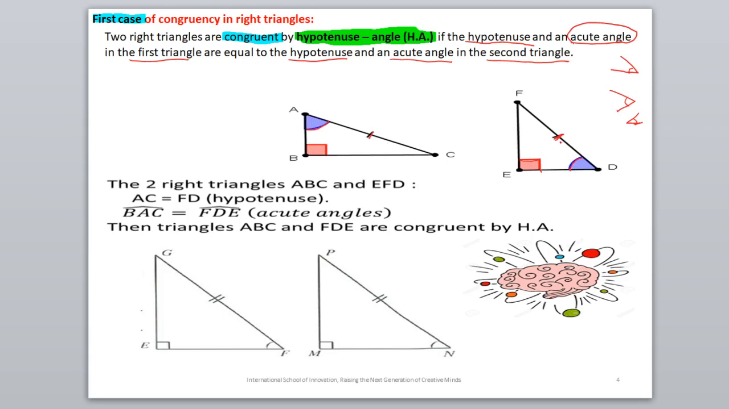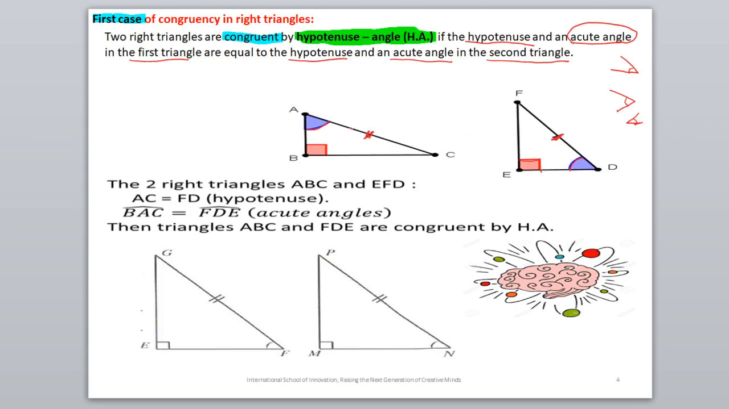In this case, we say that it is hypotenuse angle. Instead of saying side, side, side, or angle, side, we will say they are congruent by hypotenuse angle, capital H, capital A. So the two right triangles ABC and EFD, which are given: AC equal FD. AC, which is the hypotenuse here, equals FD, which is the hypotenuse here.